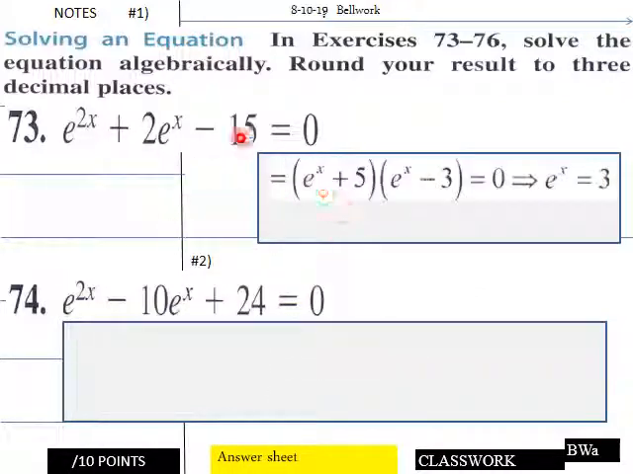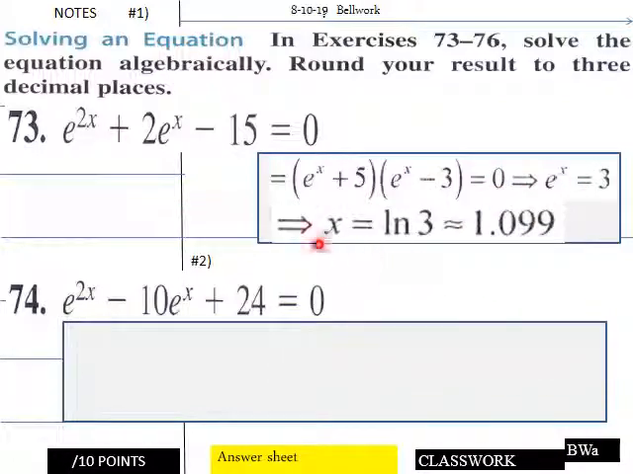For the first one, we can factor this into (e^x + 5)(e^x - 3) equals 0. We use our zero factoring to find our solution. So e^x equals 3 in that case. If e^x equals 3, then x equals natural log of 3, which equals 1.099. That is the solution for this one.